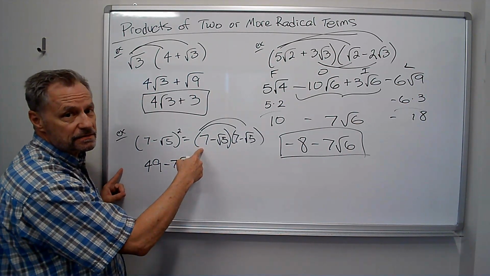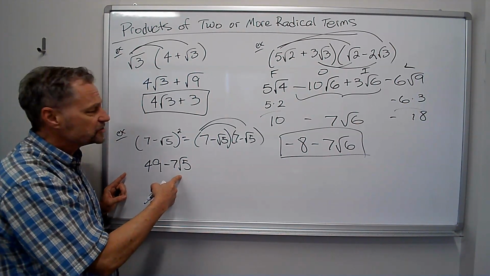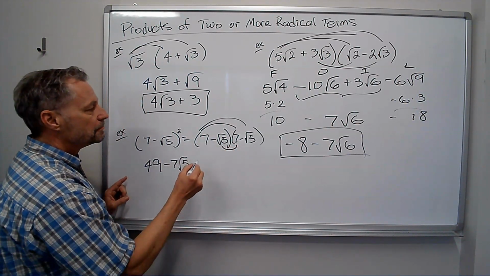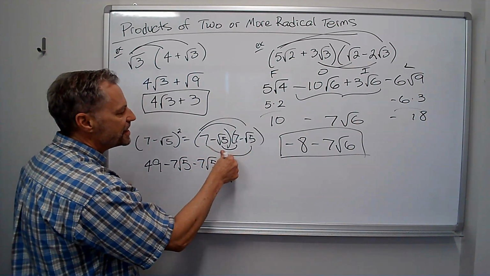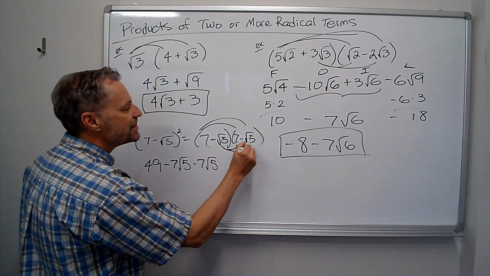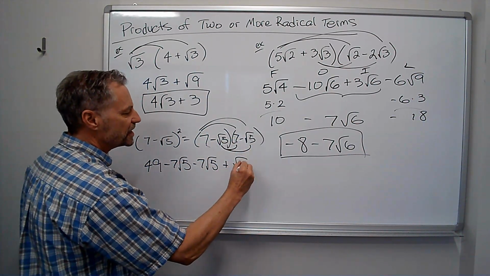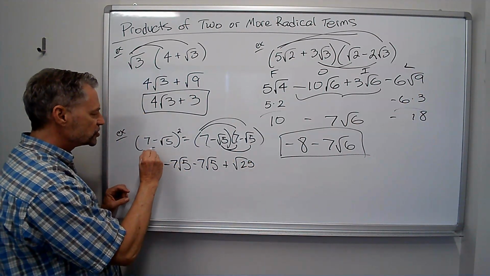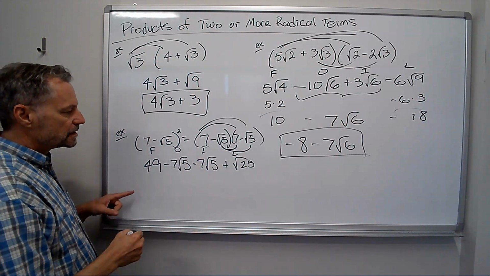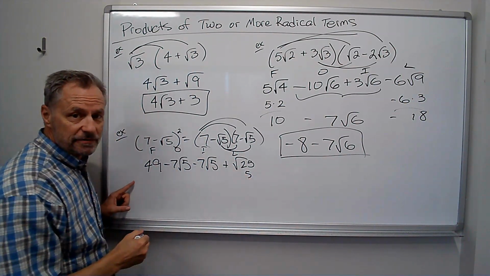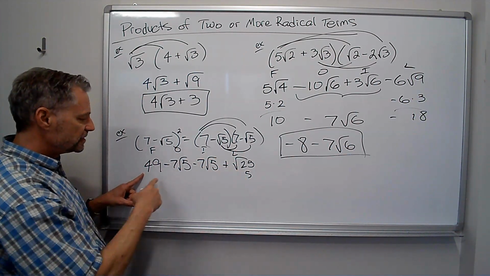Notice outside the square root, I can't multiply by something inside the square root. They have to stay separate this way. Minus another 7 root 5. And then this way, plus, negative times a negative is positive, root 25. Again, first, outside, inside, last. Well, this simplifies to a 5. Now I have 49 plus 5, 54.